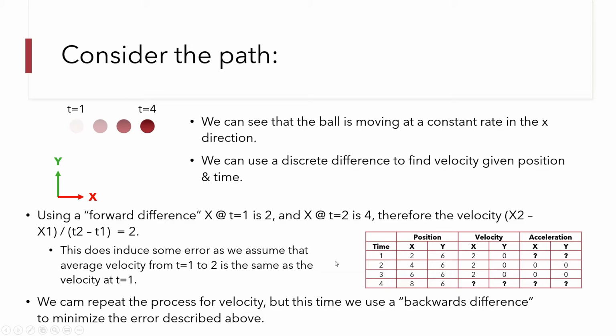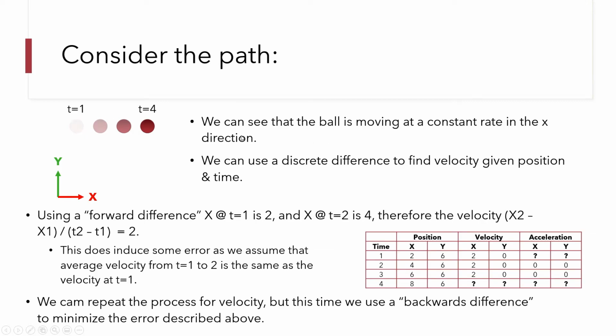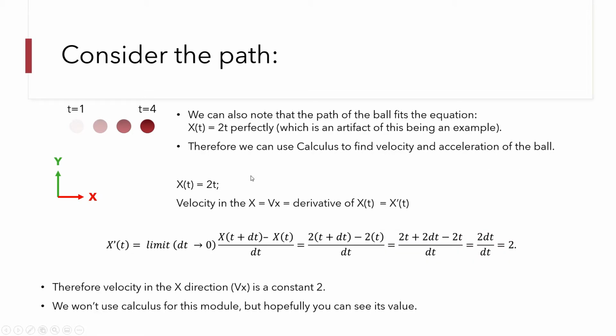So one other thing we could do if we wanted to, rather than using this discrete difference, we can actually go through and calculate this as a function. So in this equation here, we notice that the function x of t is equal to 2t perfectly fits the path of the ball in this example. So the x position here is always just 2 times the time value. And that's an artifact of this being an example. Normally you wouldn't get a perfect fit on something like that, but you would get something that's reasonably close, right?